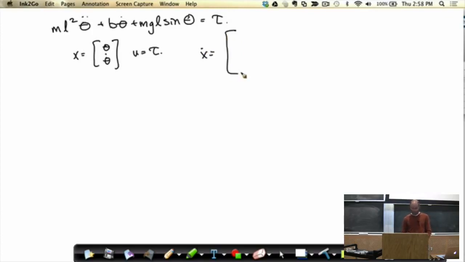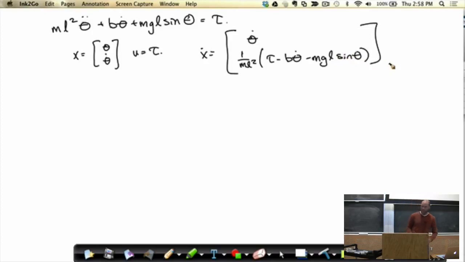These are all in the notes if you don't want to write it down as you go. If I'm just going to write my f of x, u, the first one, the time derivative of theta is just theta dot. I have that in my state, no problem. The time derivative of theta dot is theta double dot, so that's easy to solve for: 1 over ml squared times tau minus b theta dot minus mgl sine theta. Right? That's just f of x, u, for the simple pendulum.